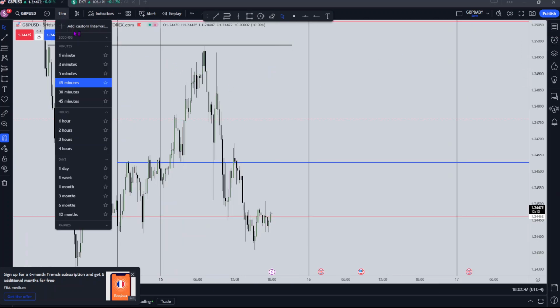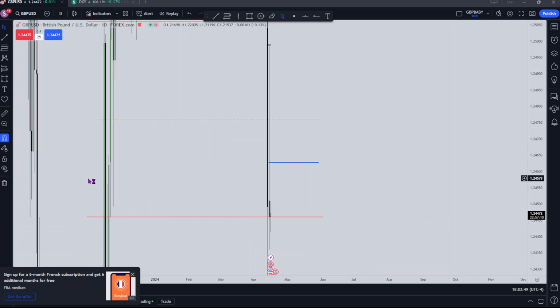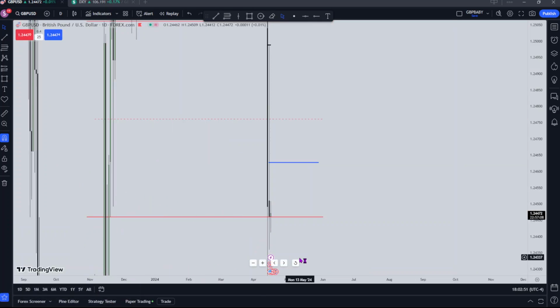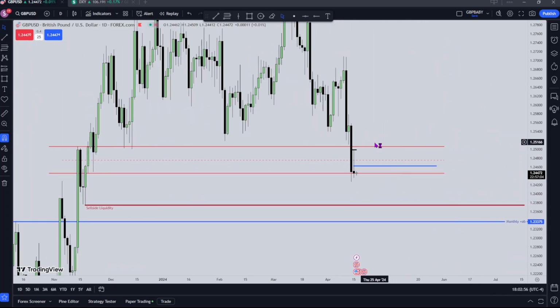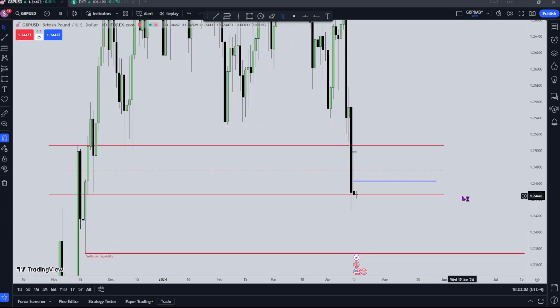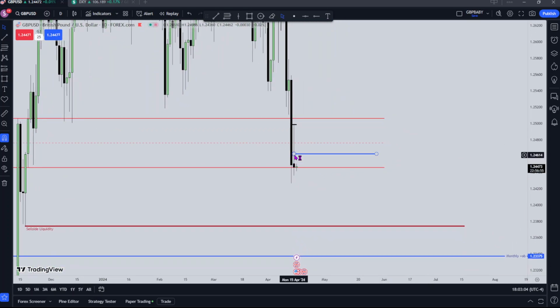We'll start on the daily, like so. And these red lines here are delineating levels I did bring our attention to in yesterday's video. So again, go and watch that if you have not already. And then I'm also bringing our attention to this blue line.